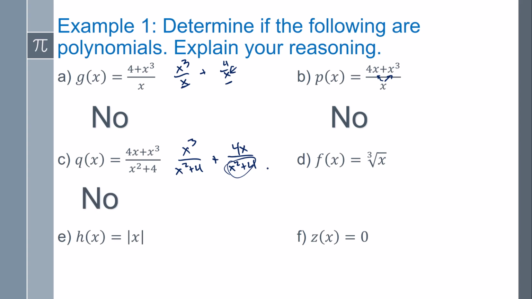It doesn't work that way. So it's also not a polynomial. Now this cube root of x, this is x to the 1/3. We said the exponents can't be fractions. They have to be natural numbers. So that's also not a polynomial.